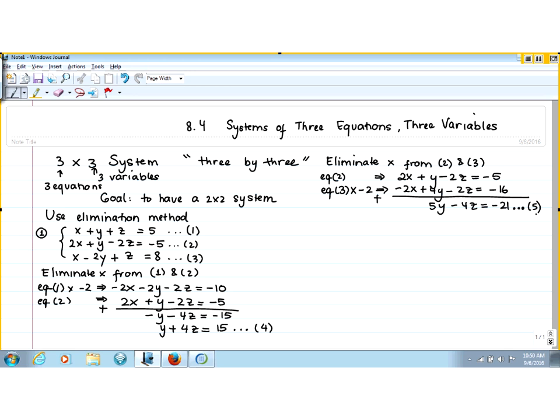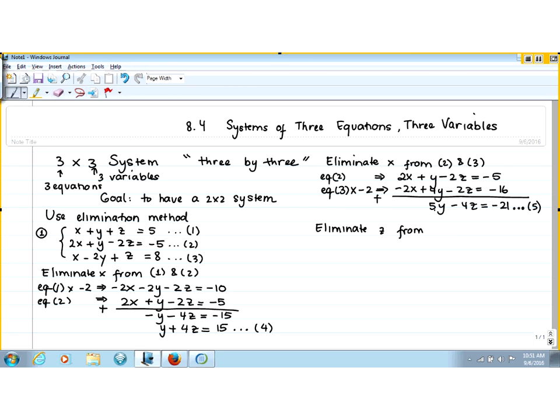So how many equations do we have total? 5? Okay. Do I have a 2 by 2 now? Do I know what to do with it? Yeah, okay. So now you have a 2 by 2, we know what to do with it. Okay, so we use equation 4 and 5. What do we eliminate? Yes, eliminate y from 4 and 5. Oh no, the z, right? The z.